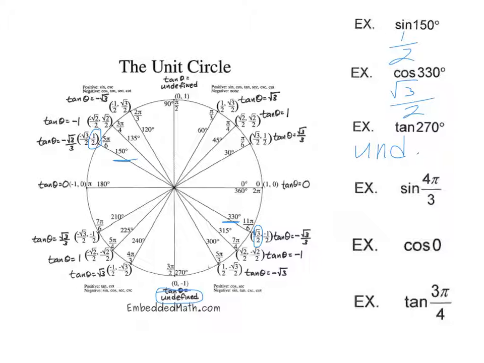Now let's use radians. The sine at 4 pi over 3. So 4 pi over 3 is almost at the bottom of the circle. Sine is the second number in parentheses, so negative square root of 3 over 2. The cosine at 0, there are no little degrees there. That means we're at 0 radians, but that's the same place as 0 degrees. At the very beginning of the circle, cosine is the first number in parentheses, so the cosine at 0 is 1. The tangent at 3 pi over 4. 3 pi over 4 is in the upper left quadrant, and the tangent written on the outside of it is negative 1.